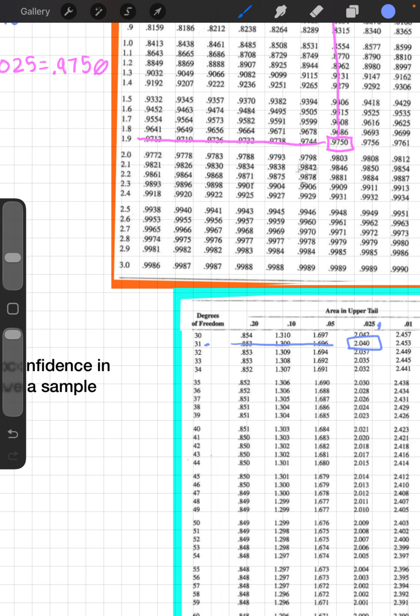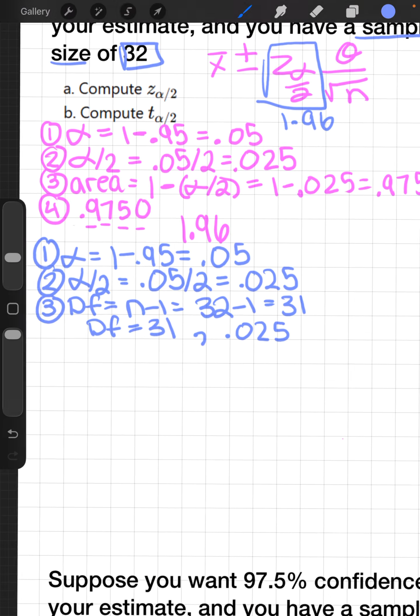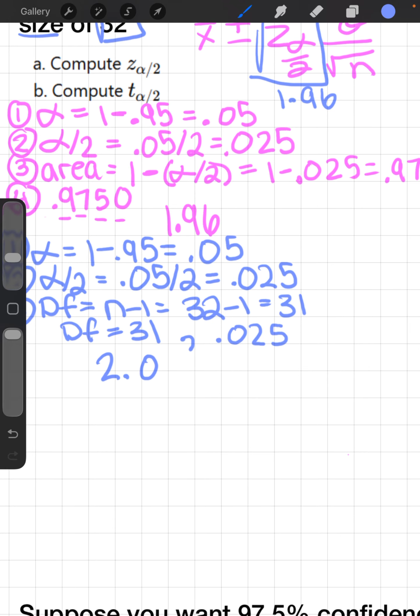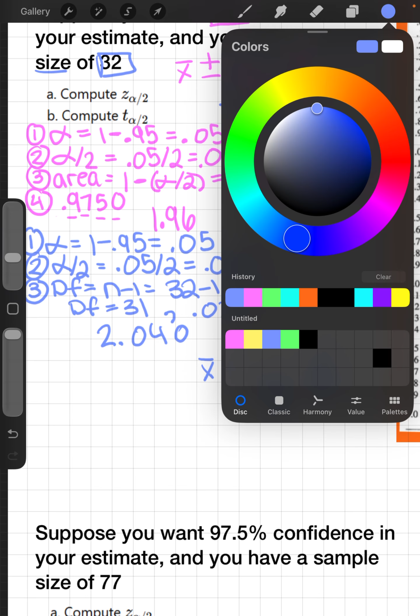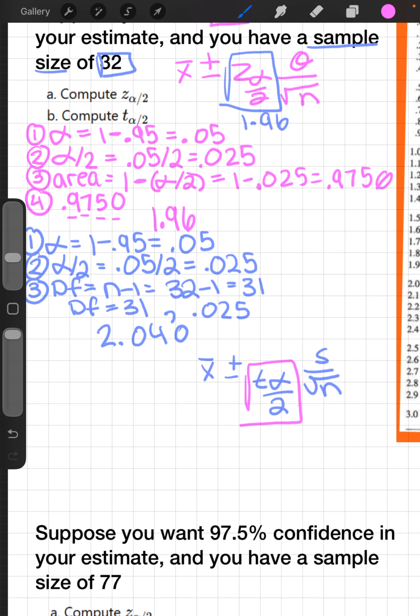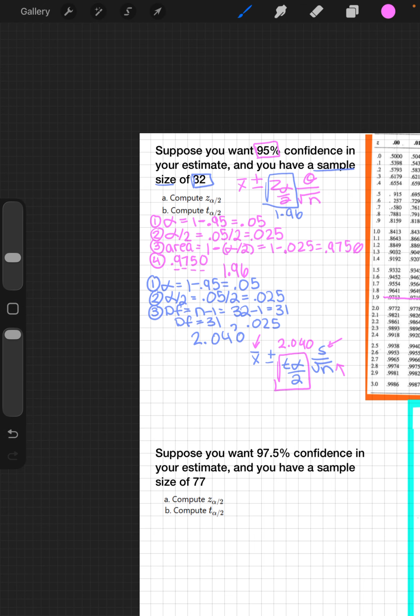We have 2.040. And to write this one, it's mean plus or minus t alpha over 2, times s over square root of n. And right here, I would put in 2.040. And then you would continue on with your problem.